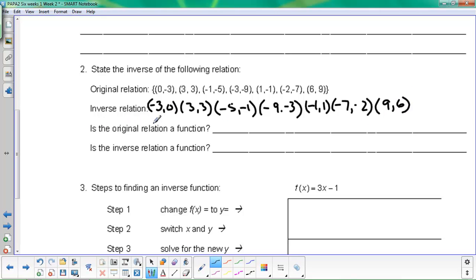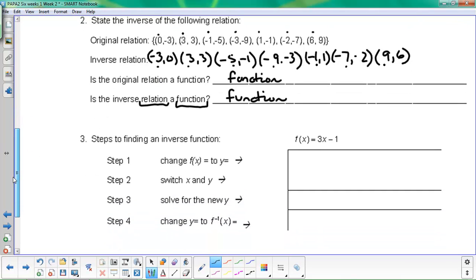Is the original a relation or a function? Remember to tell the difference between a relation and a function. You're looking for repeated values of x. So I'm looking at all of my x values, and I notice that I do not have a repeated x value, so it is a function. Again, the inverse, is it a relation or a function? I'm looking for repeated values of x. There is none, so it is also a function.